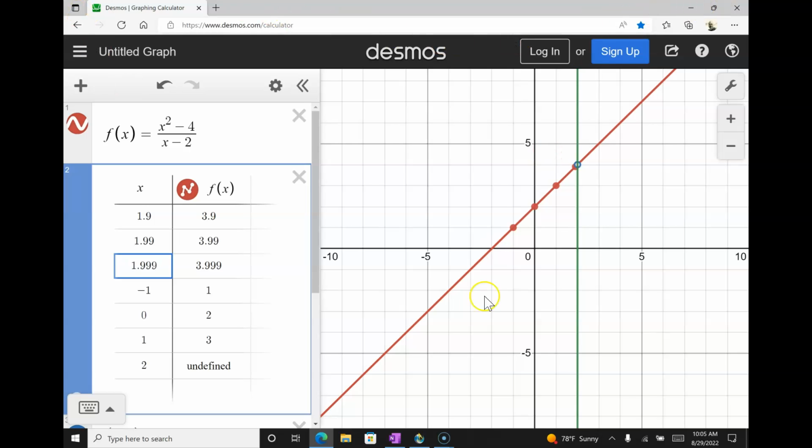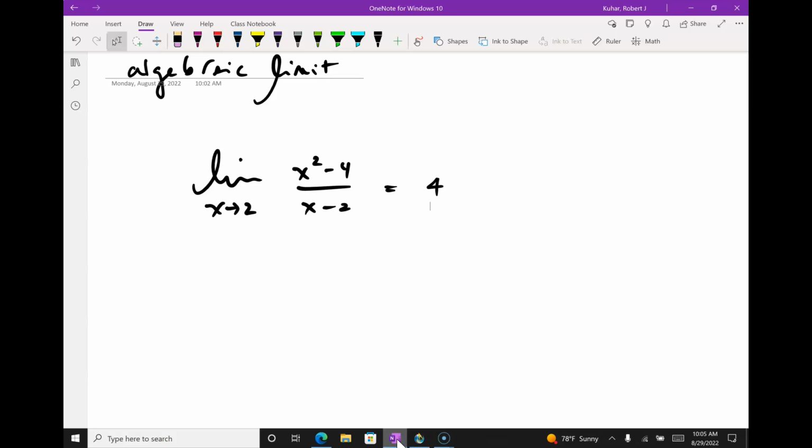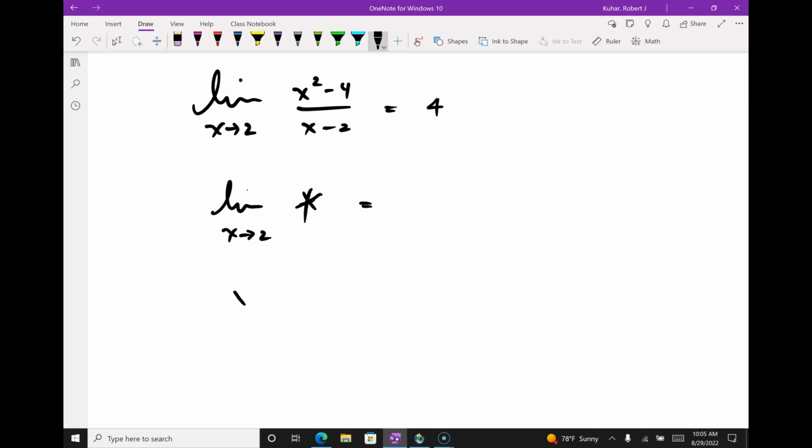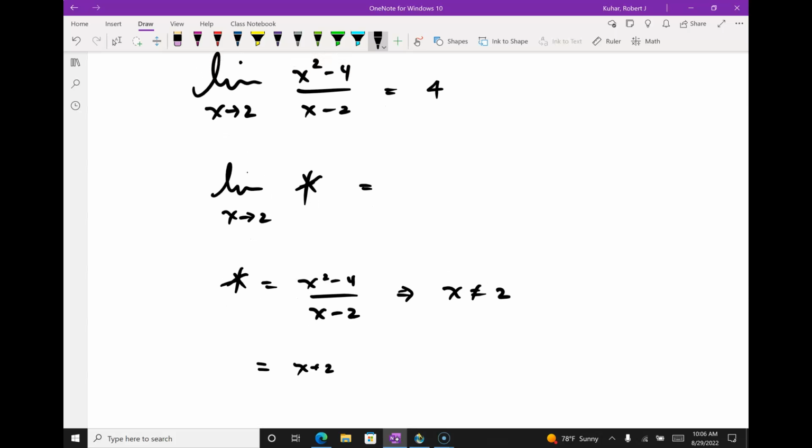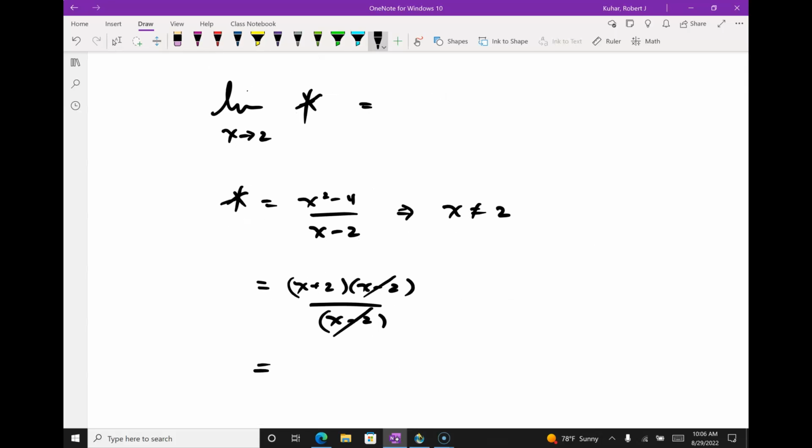So the idea here is I'm going to do some algebra. I'm going to work on the limit as x goes to 2 of star, okay? And star is my x squared minus 4 over x minus 2 with x not equal to 2. But that could be manipulated. I get x plus 2 times x minus 2 over x minus 2. Again, if you need paper, there's paper at the front of the room here. And this is just an x plus 2, with x still not equal to 2.